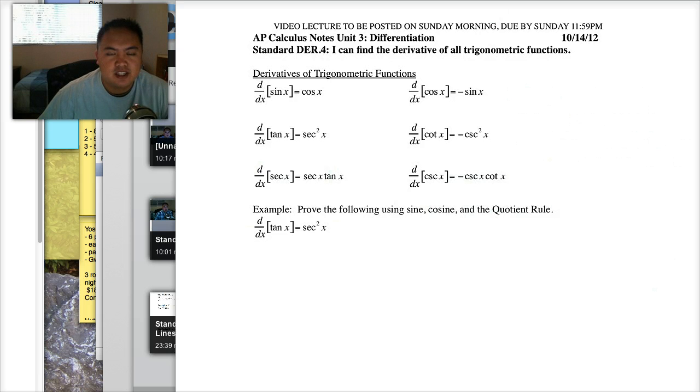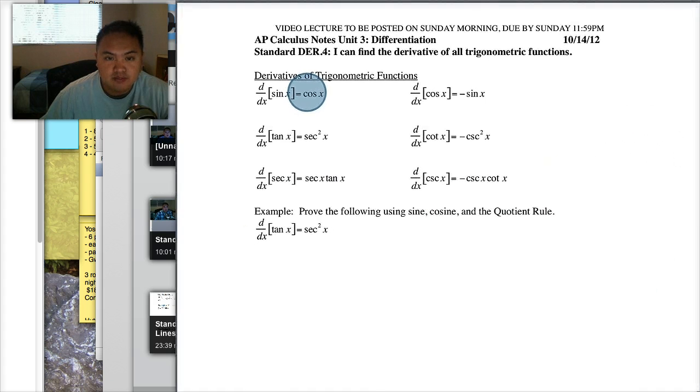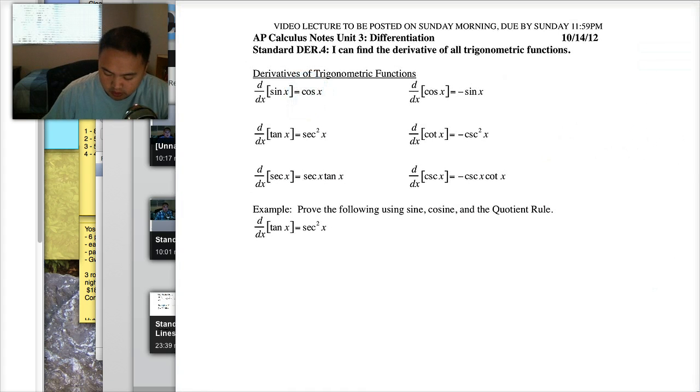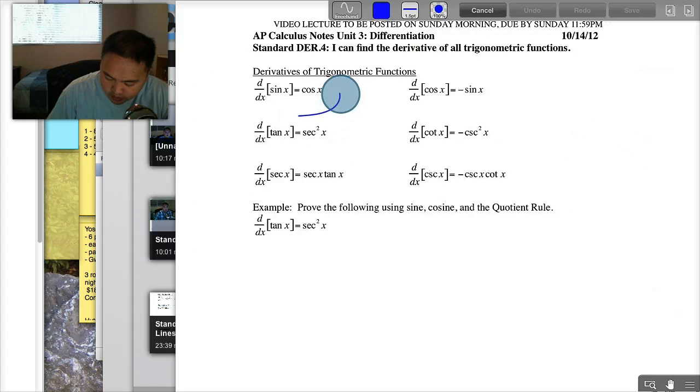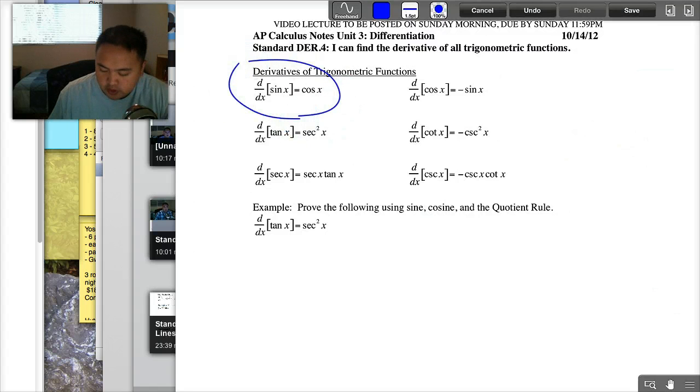So here's 6. If you look at your screen, there are 6 different derivatives up there. 2 of them you already know. You should know the derivative of sine is cosine, and the derivative of cosine is negative sine. But the bottom 4 are ones that you don't know yet. I'm about to teach you.